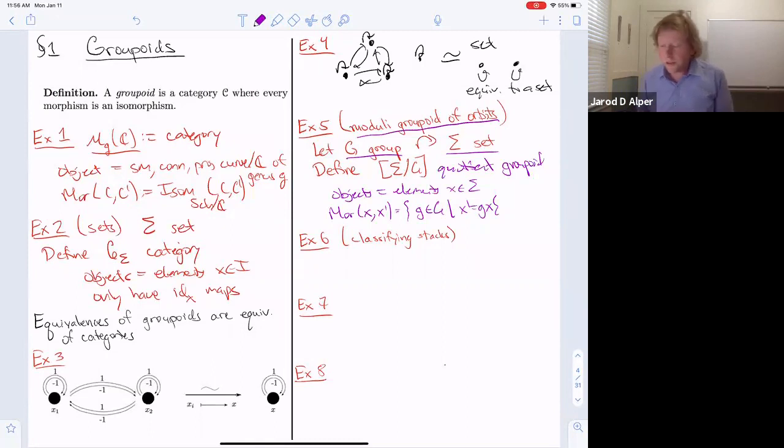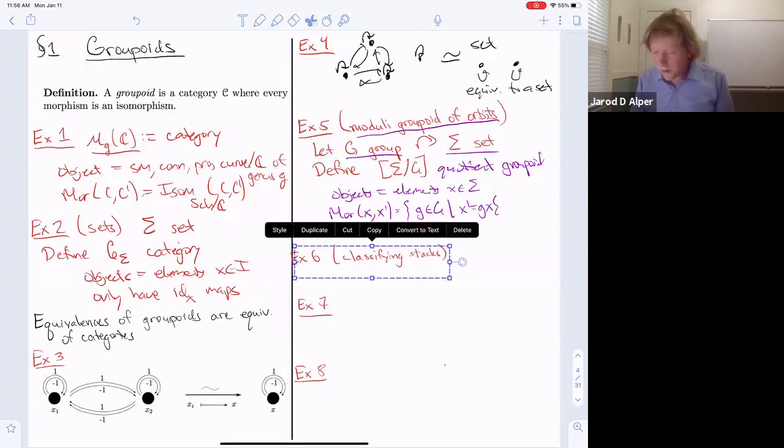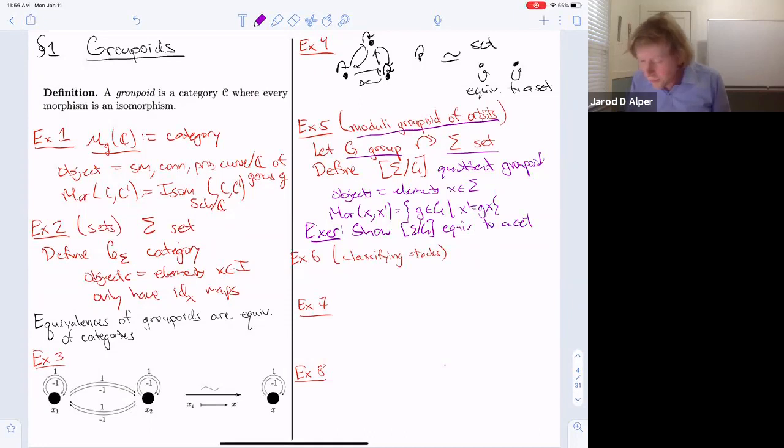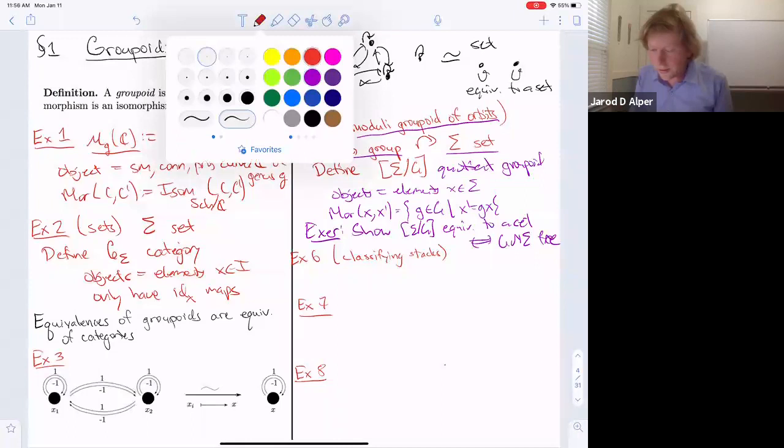And so this you could just check is a groupoid, and maybe as an exercise, show that this is equivalent to a set if and only if the action is free. It's useful to play around with the concepts.